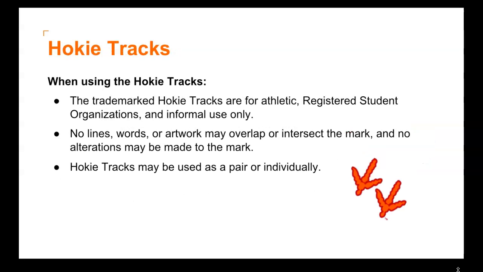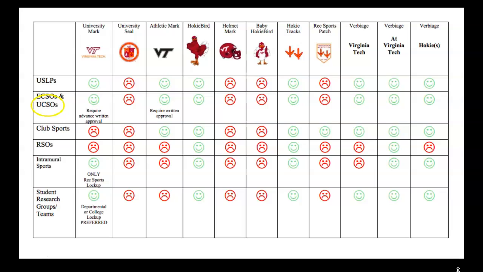When using the Hokie tracks, the logo must be left alone with no alterations or overlapping elements. You are allowed to use a single Hokie track or use the pair shown on this slide. This is an overview chart of what elements university chartered student organizations are allowed to use. It is a great reference for when considering what you want on your merchandise.